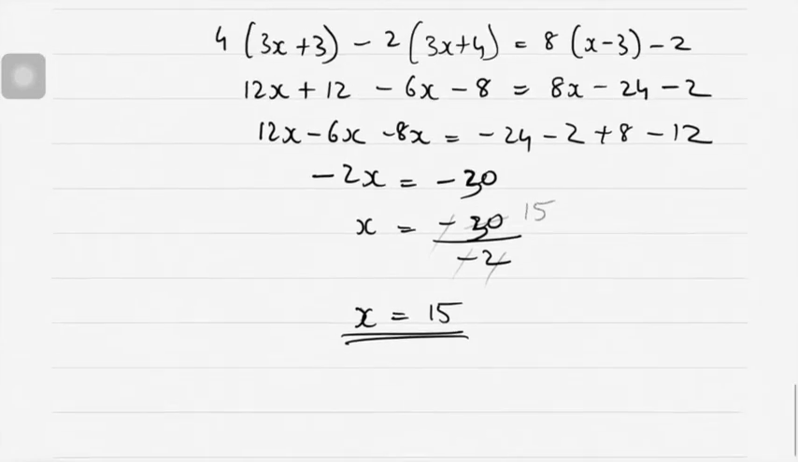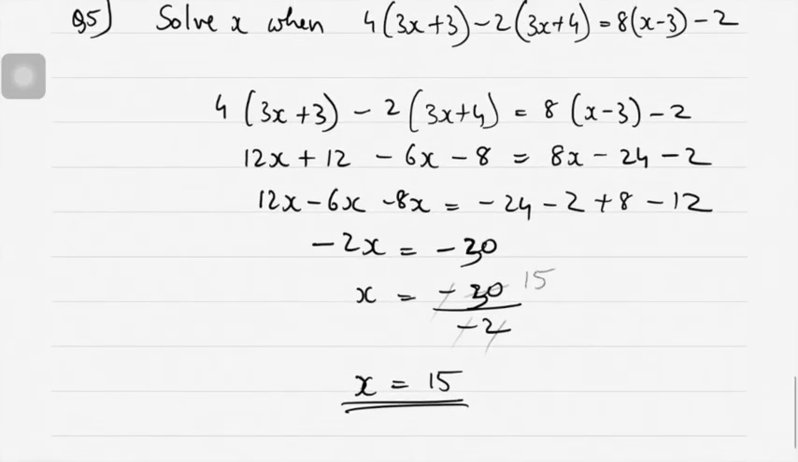Okay, you can verify your answer. You have already learned how to verify. In the exam you can verify your answer and check whether what you have done is correct or not. Okay, let's solve the next question.